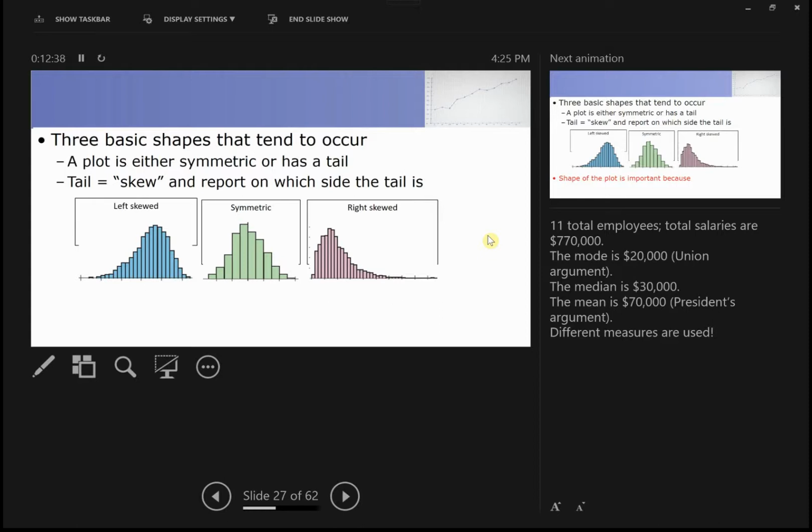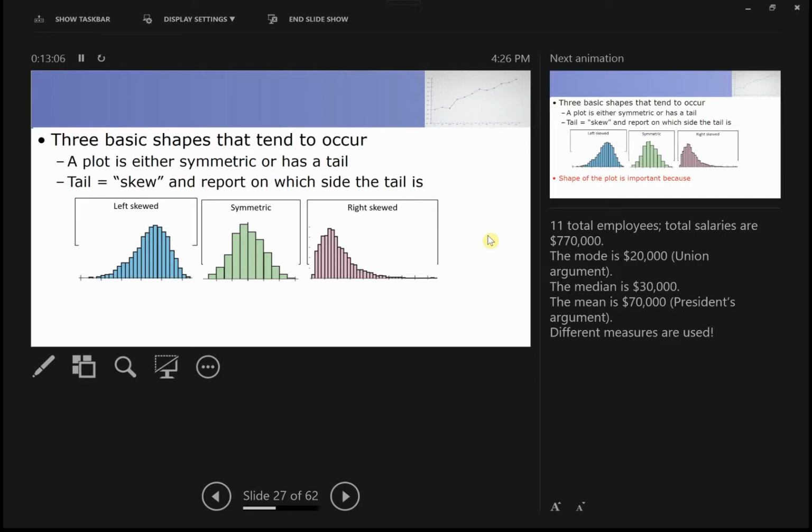This looks a little less symmetric. So the thing is, you're not trying to put a really fine point on it, right? So here's kind of the idea. When we have a tail, we call it skewed. And what we report is the side the tail is on. So if I'm drawing this best fit curve, right? This looks like a tail, kind of like a dinosaur, right?